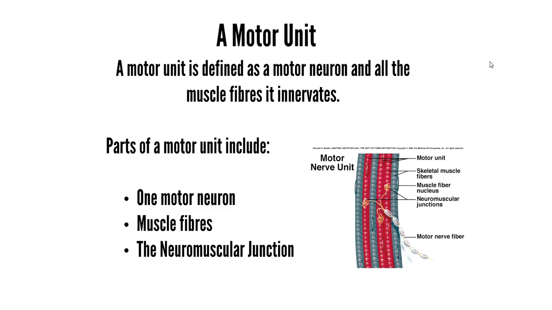Okay, so a motor unit describes a pocket of fibers that fires when a motor neuron sends enough electricity down there. So it consists of the motor neuron, the muscle fibers that it attaches to, and of course the meeting points between the motor neuron and the muscle fibers known as the neuromuscular junctions.